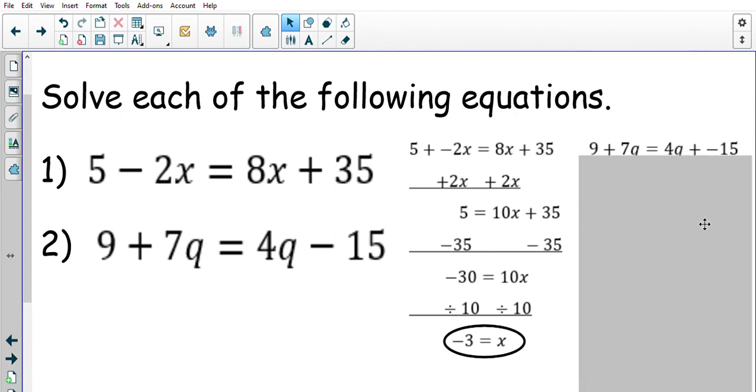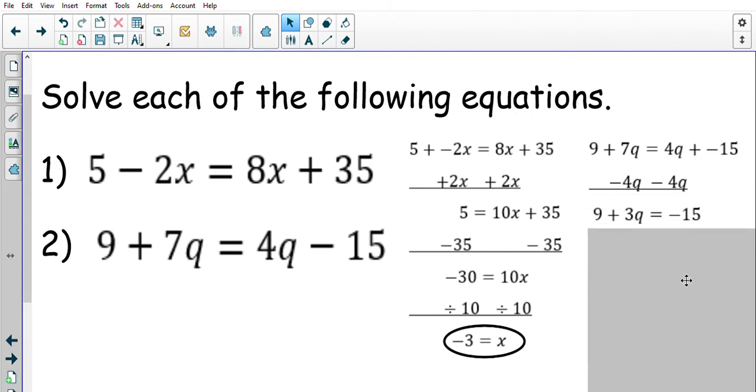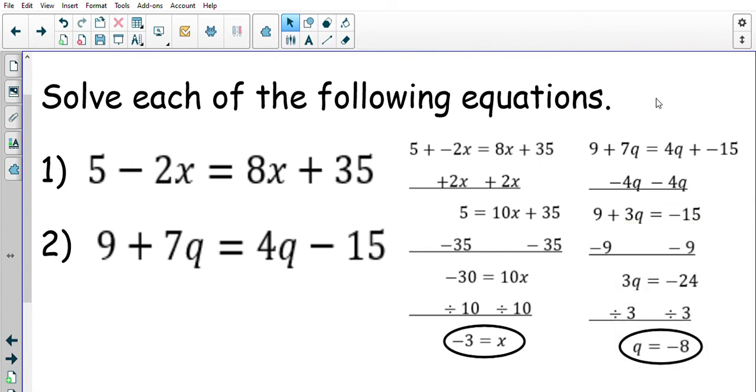All right, number 2, let's start by adding the opposite. That 4q minus 15 becomes 4q plus negative 15. 4q is smaller, let's subtract it from both sides to get 9 plus 3q equals negative 15. Let's subtract 9 from both sides. That will get us 3q equals negative 24. Divide by 3, we will get q equals negative 8.